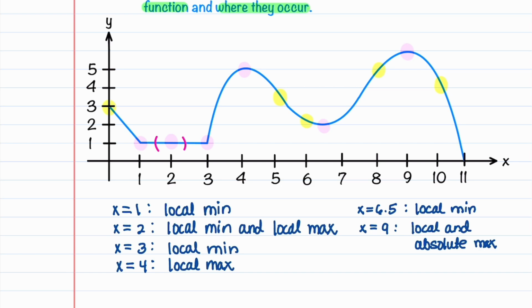And then now let's look at what happens when x is 11. Because that point is an endpoint, we cannot have a local min, but we can have an absolute min. And if you look at all the values of our function, when x is 11, that is the smallest value. So we're going to say that at x is equal to 11, we have an absolute min.